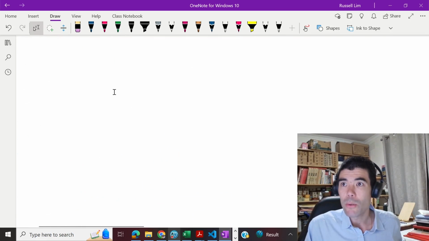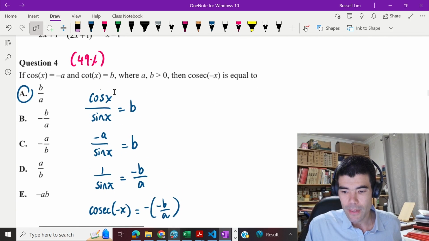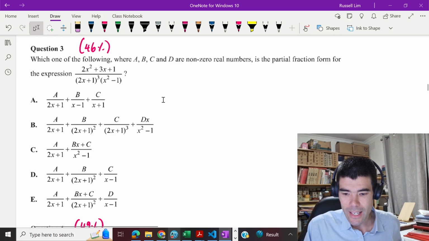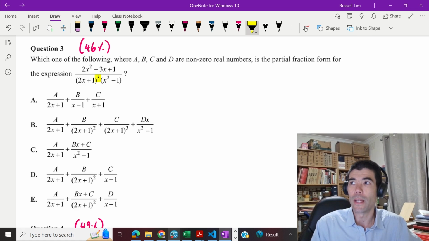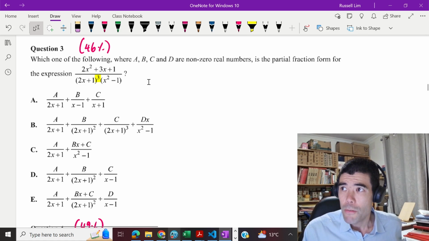Next, we're going all the way back to question 3. Question 3, not this one. Okay, this partial fractions question is tricky because we've got a cube there in the denominator, which is not really normal. We don't usually have those. Which is the partial fraction form?